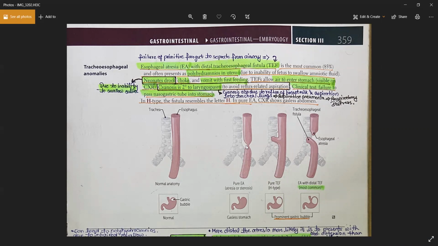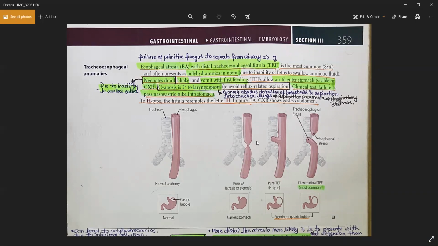So you have three conditions. Either a pure esophageal atresia, or a pure tracheoesophageal fistula, or a condition in which you have both the atresia as well as the fistula. Three things: a pure esophageal atresia, a pure tracheoesophageal fistula, and in the third scenario, a mix of both kinds: the esophageal atresia along with the distal tracheoesophageal fistula, and this is the most common type.